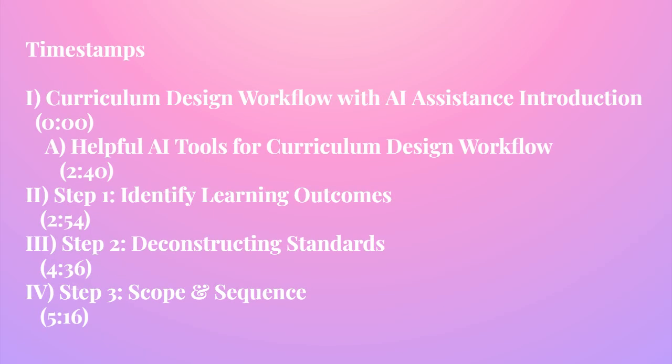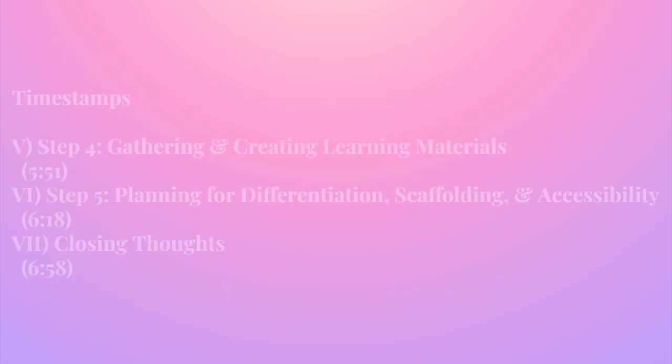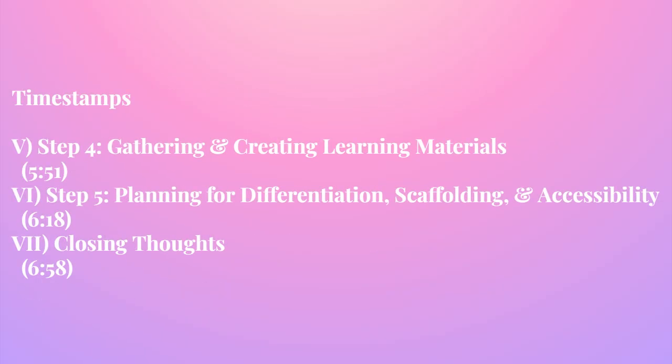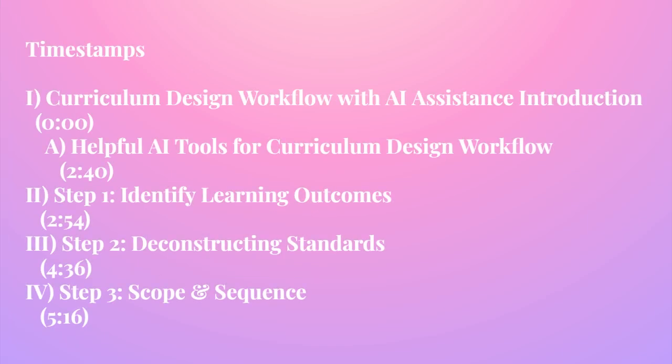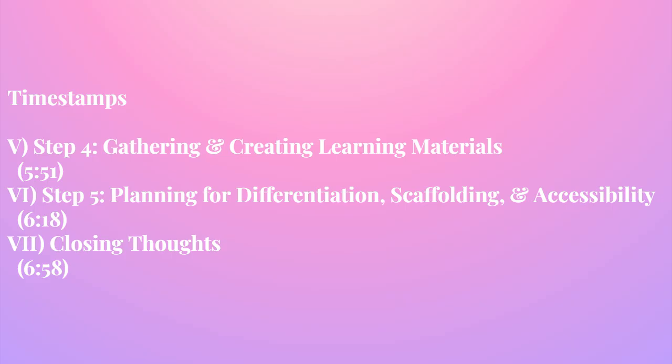When it comes to differentiation, scaffolding, and accessibility, the tools that we mentioned were Notebook LM, Pensieve, Knowt, Khanmigo, Magic School, and ChatGPT. So again, not an exhaustive list of tools, but these are some tools that you can use to get started.